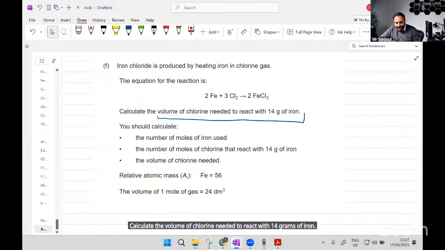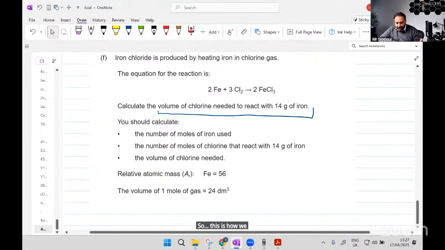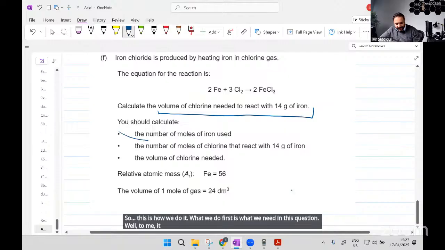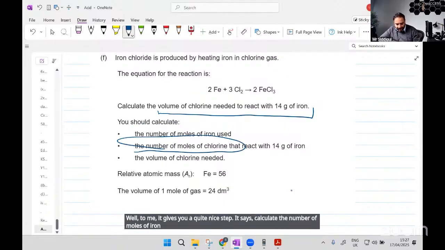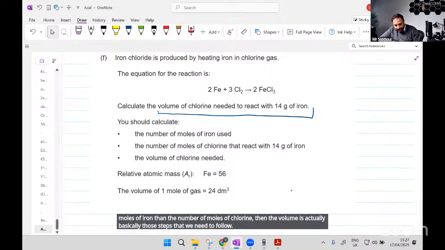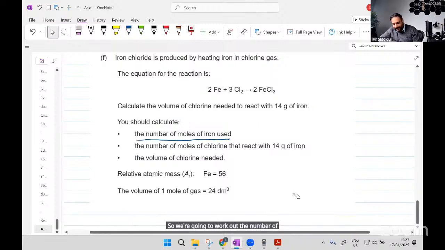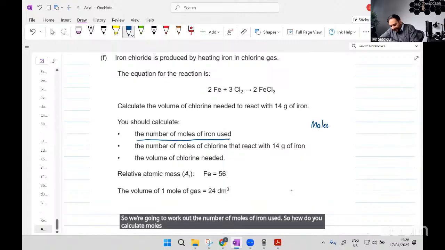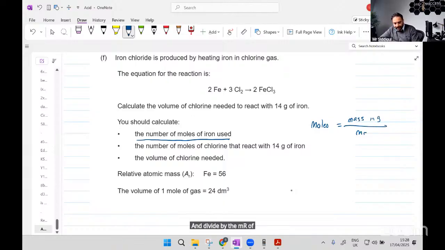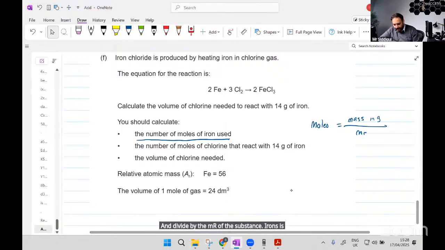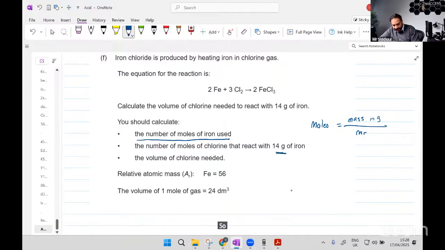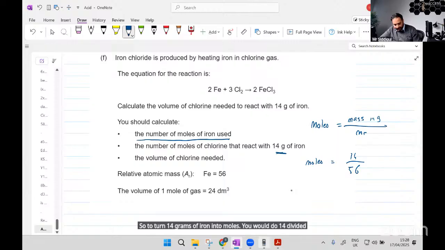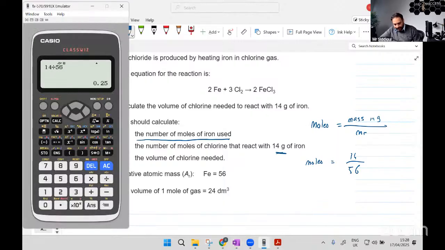So this is how we do it. It gives you quite a nice step. It says calculate the number of moles of iron, then the number of moles of chlorine, then the volume. It's basically those steps that we need to follow. So we're going to work out the number of moles of iron used. So how do you calculate moles? You take the mass in grams and divide by the Mr of the substance. Iron is 56, it tells you conveniently. So to turn 14 grams of iron into moles, you would do 14 divided by 56, which is 0.25.